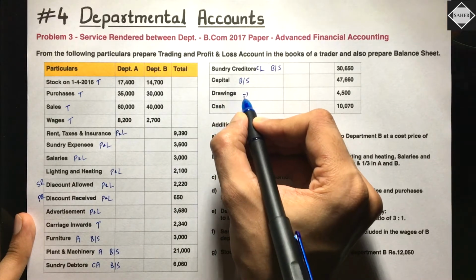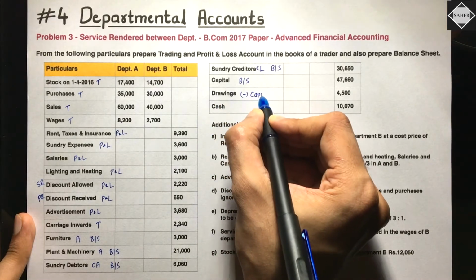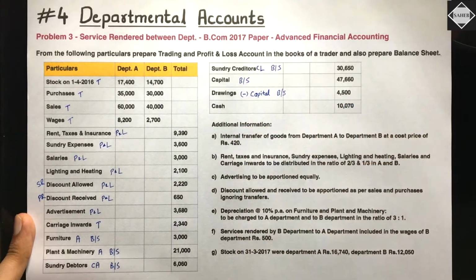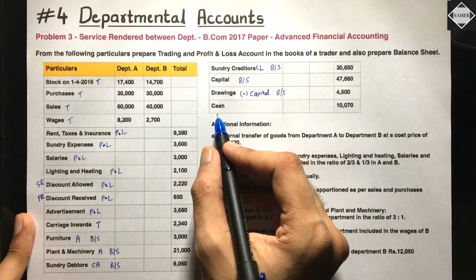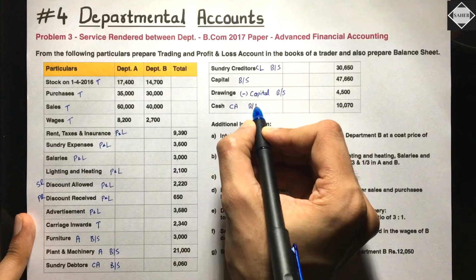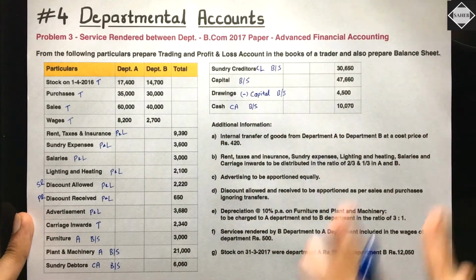So what are we going to do with this? We will subtract this from the capital, in the balance sheet. Clear? How much? 4,500. Simple. Then we have cash. What are we going to do with the cash? Simple, current asset, it will just be shown in the balance sheet. Is it clear? Okay. Now let's just see the adjustments.